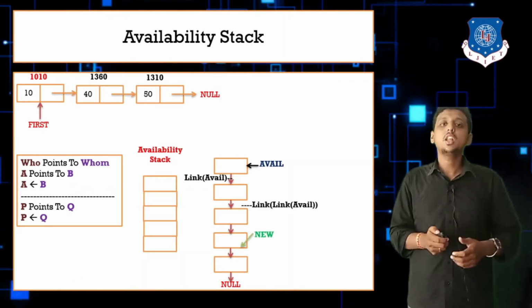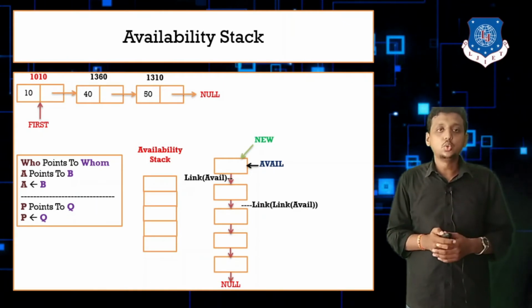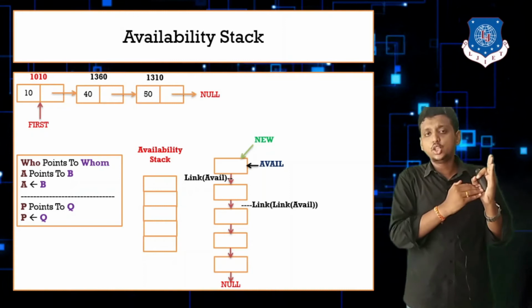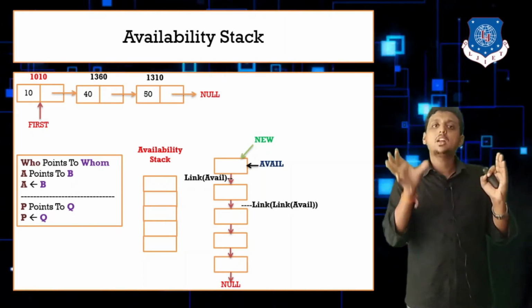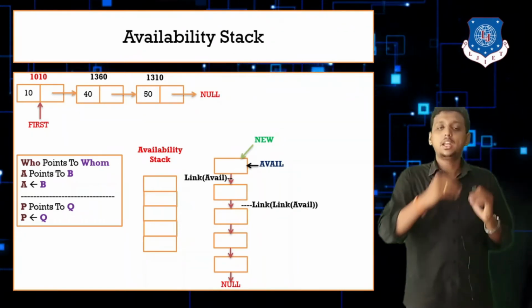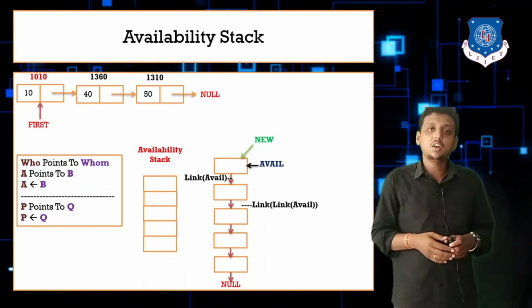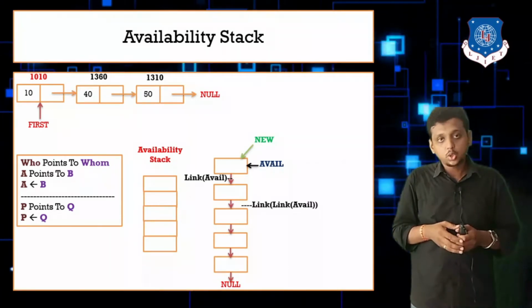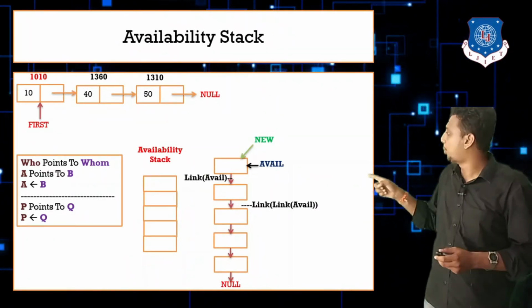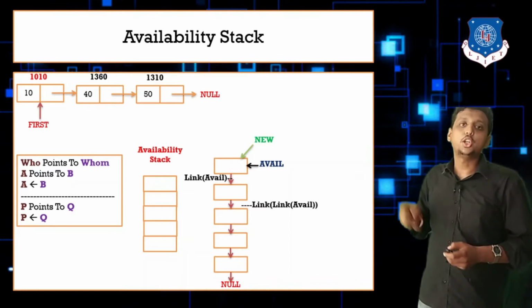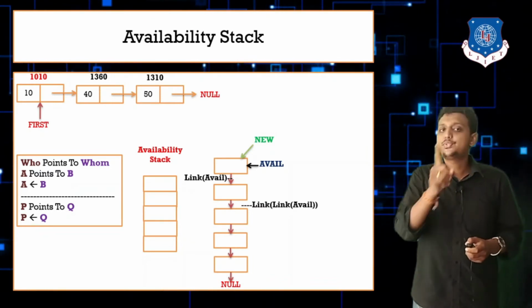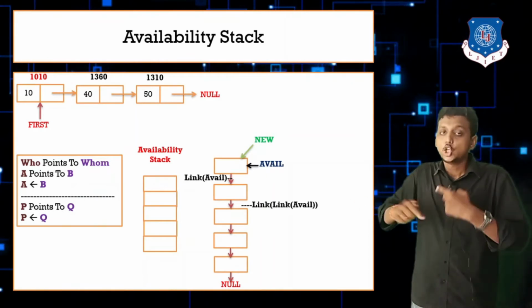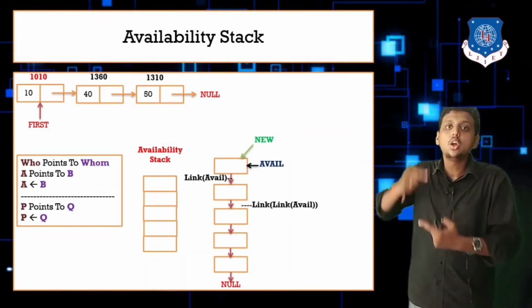Fine. Now let me introduce the new. So new is a pointer. Before removing the avail, what I need to do is make a new pointer and assign it to avail, because after removing the avail, we do not have any name for the first node, the topmost node. That's why I'm taking the new pointer over here, and the new pointer is pointing to avail. So what is our first step, students? The new pointer is pointing to avail.